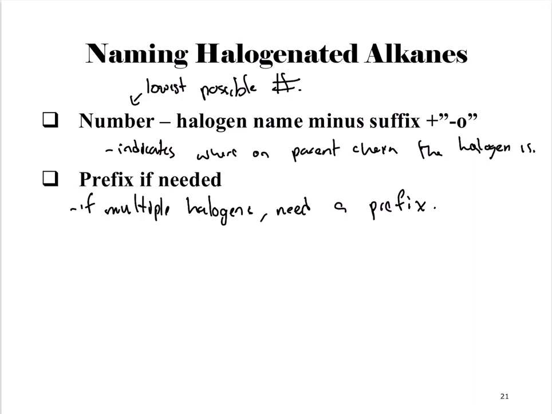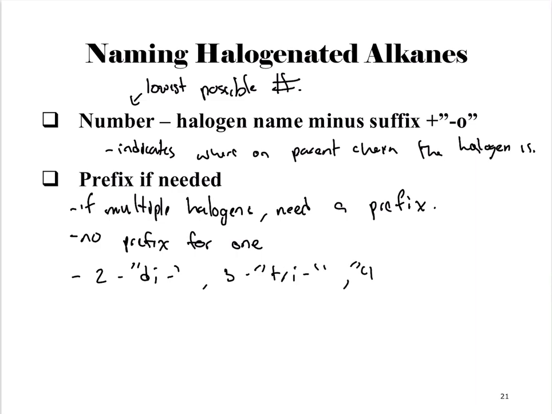So we don't put any prefix for 1, so no prefix for 1. And then for 2, it'll be di. For 3, it'll be what? Tri. And then 4, what's 4 going to be? Tetra. 4 will be tetra. Right, so that's multiple on the same chain.